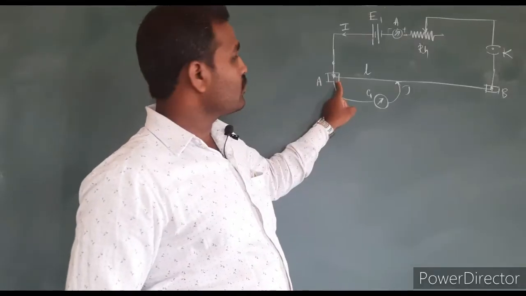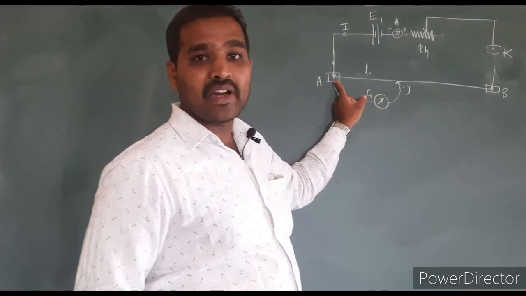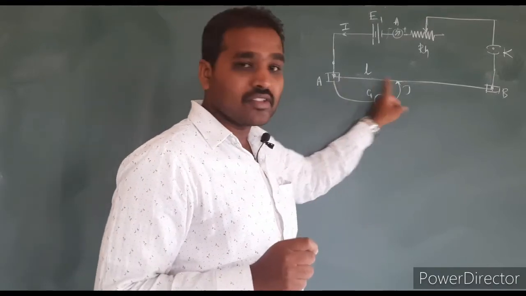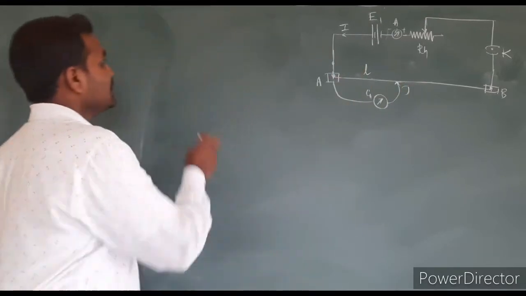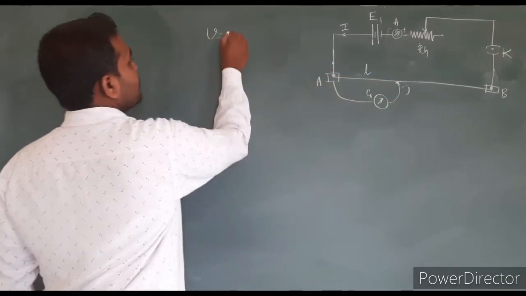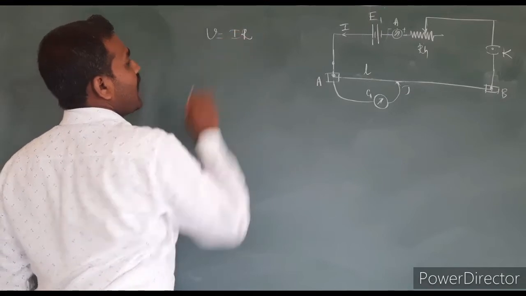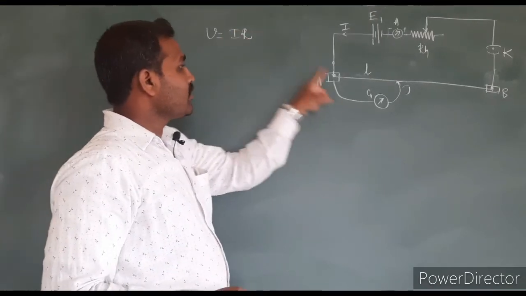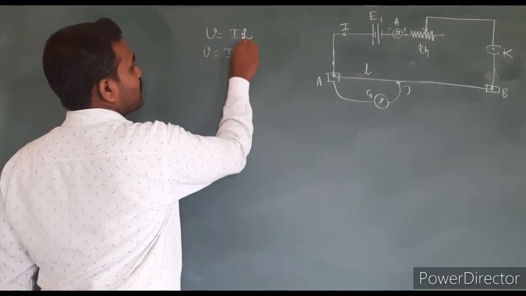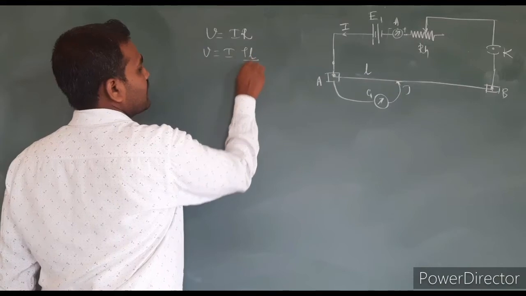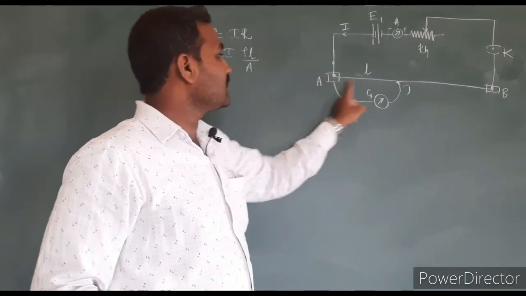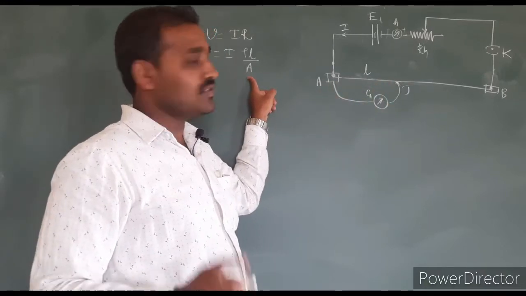Whenever current flows through this wire, the potential drop across any part of this wire is directly proportional to the length of the wire. This can be proved like this. By Ohm's law, the potential drop across the conductor V is equal to I into R. And the resistance of the wire is rho L divided by A, where rho is the resistivity of this metal wire, L is the length of the wire, A is the cross sectional area of the wire.